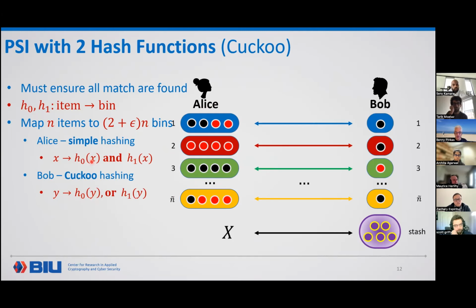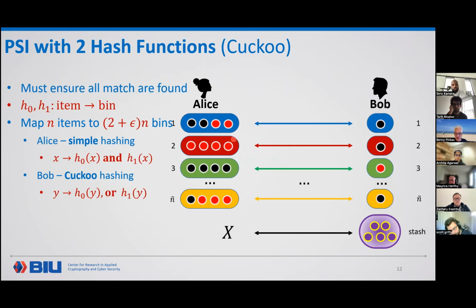This ensures that if they have the same input, say this input is mapped to bins 2 and 3, Alice is going to put this item in both bins 2 and 3, and Bob is going to put it in one of these bins. So there's going to be a match. In one of these bins, we're going to compare and see that there is a match. The reason that they cannot both use cuckoo hashing is that Alice might decide to put the item in bin number 2, and Bob will put it in bin number 3. So then there's not going to be a match. So one of them is using cuckoo hashing, the other one is not, but still we save a certain factor.